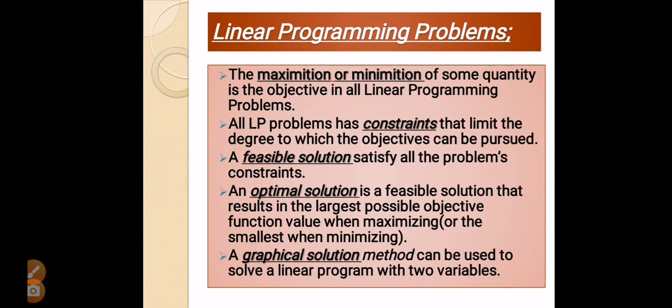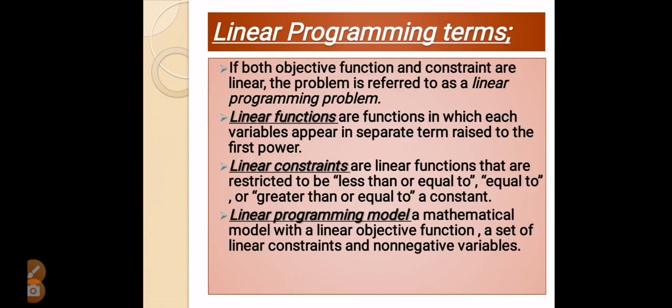A graphical solution method can be used to solve a linear program with two variables. It is limited to linear programming models containing only two decision variables. Also, it provides visualization of how a solution for a linear programming problem is obtained. If both the objective function and constraints are linear, the problem is referred to as a linear programming problem.